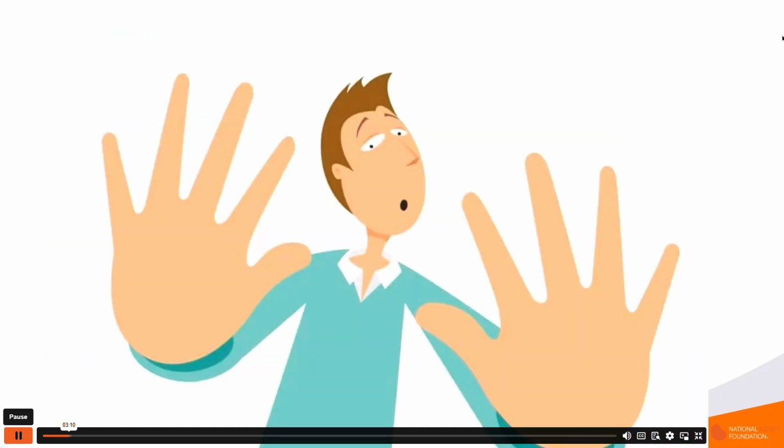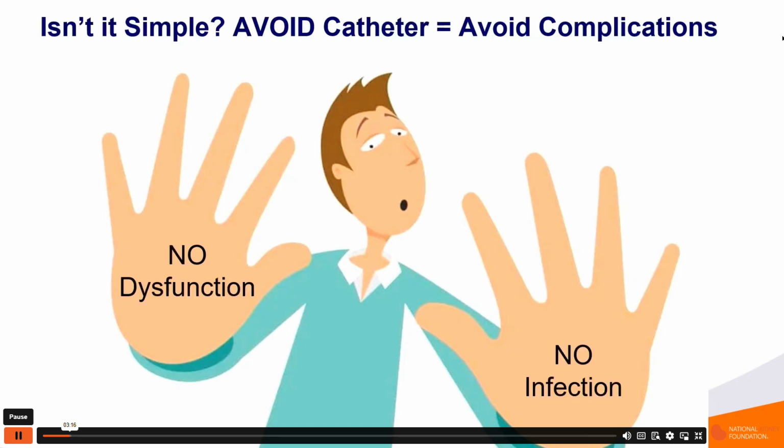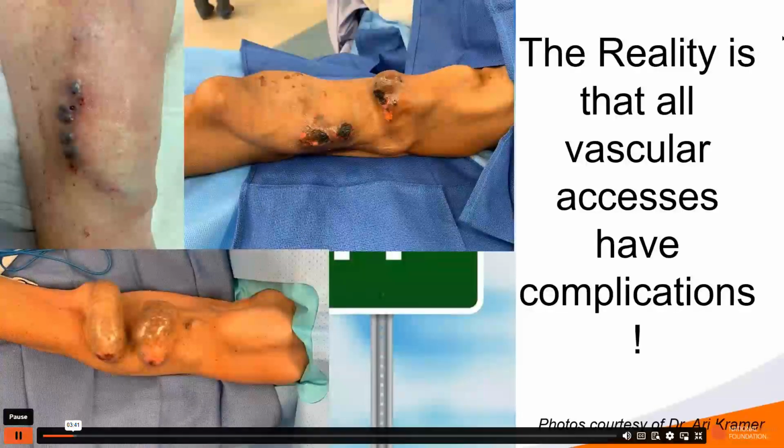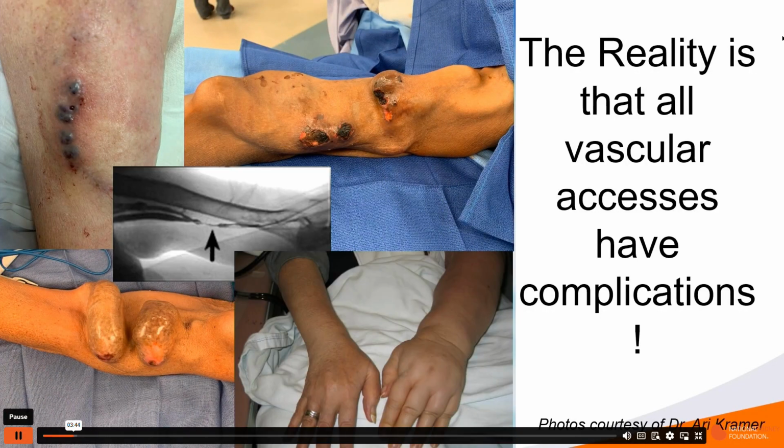So when you're thinking about catheter-related bloodstream infections and catheters, the easiest thing would be to say, isn't it simple? Let's just avoid the catheter. If we can avoid the catheter, we're going to avoid complications. And the key complications, of course, are catheter dysfunction and infection. But for everybody here in the room, and I'm a dialysis physician, there is a reality. And the reality really is that all vascular accesses actually have complications. And these look quite dramatic, but this is what we do see. There are lots of complications that happen in AV fistulas, AV grafts, as well as central venous catheters. And so with that, I think it's really not that simple.